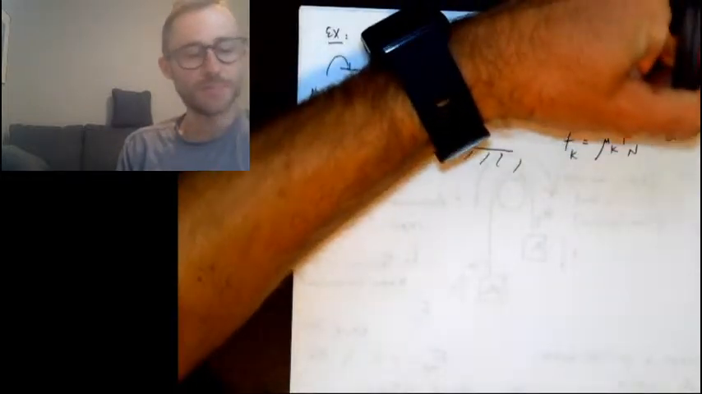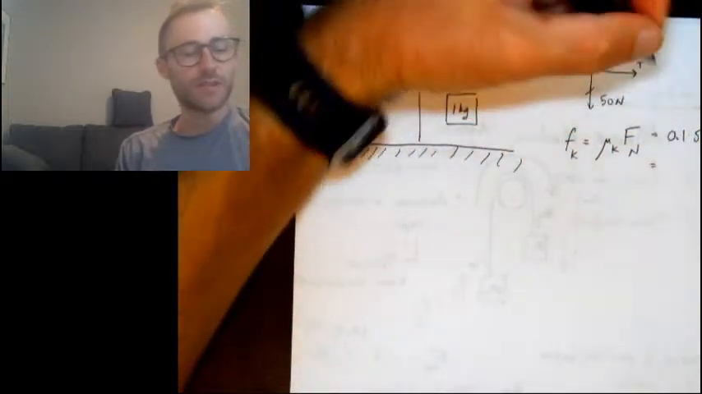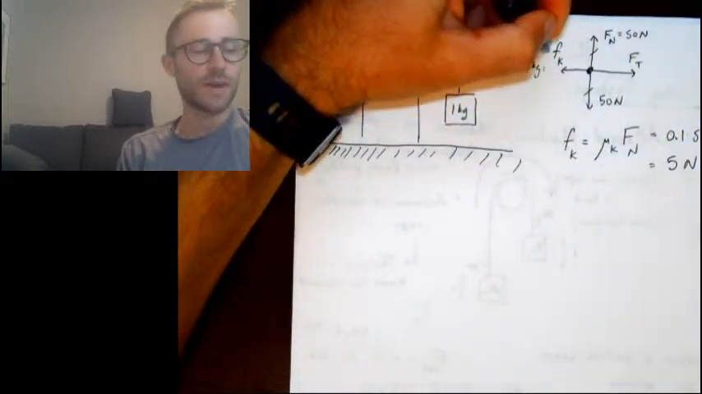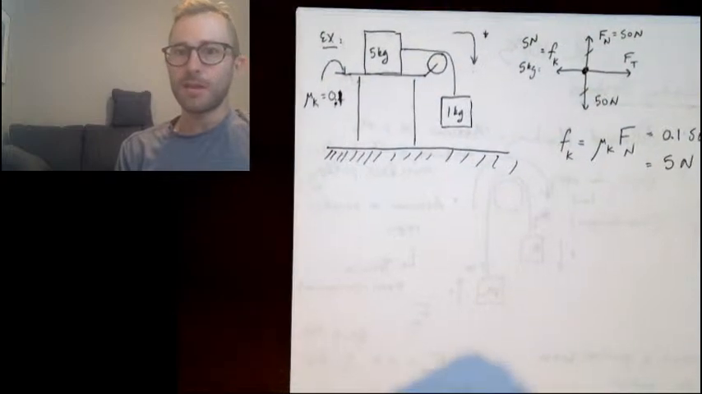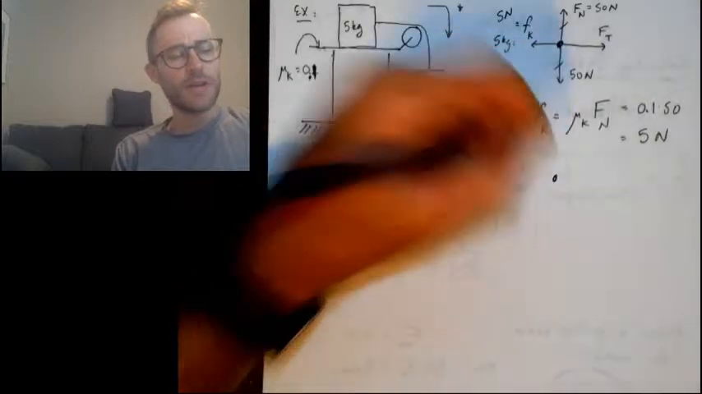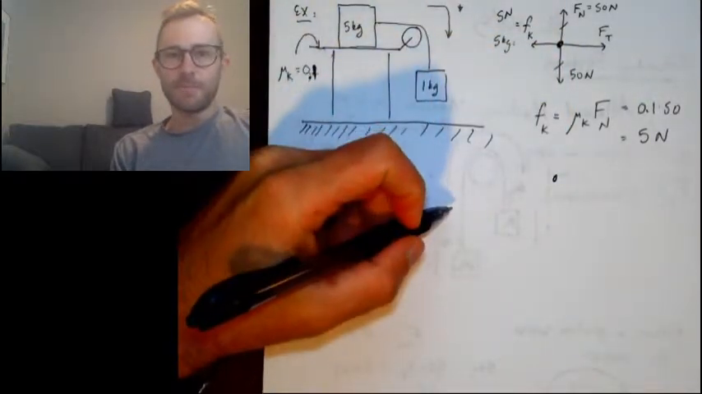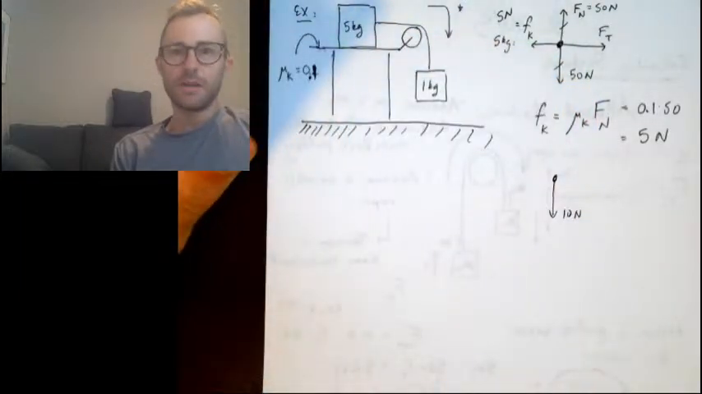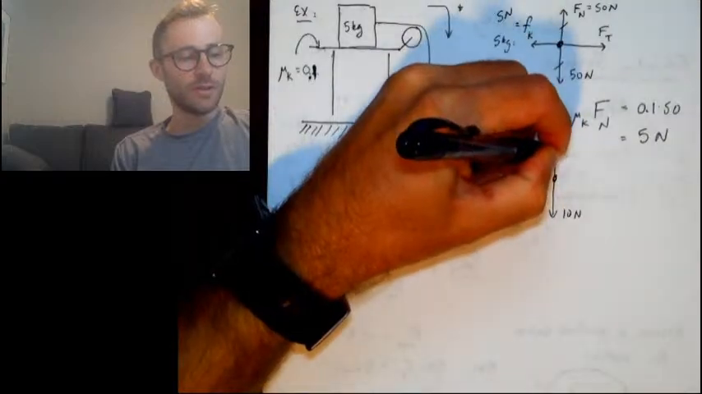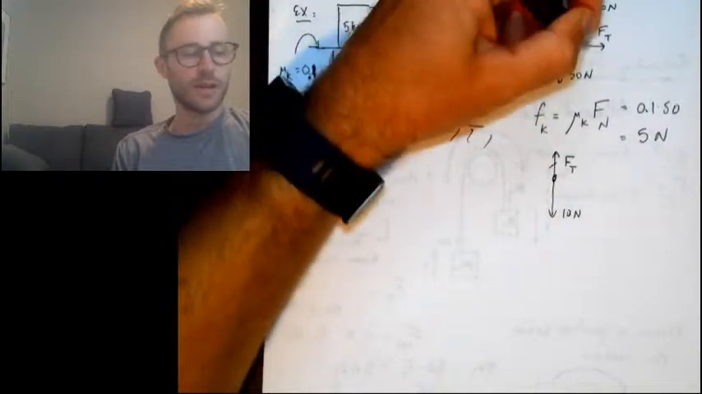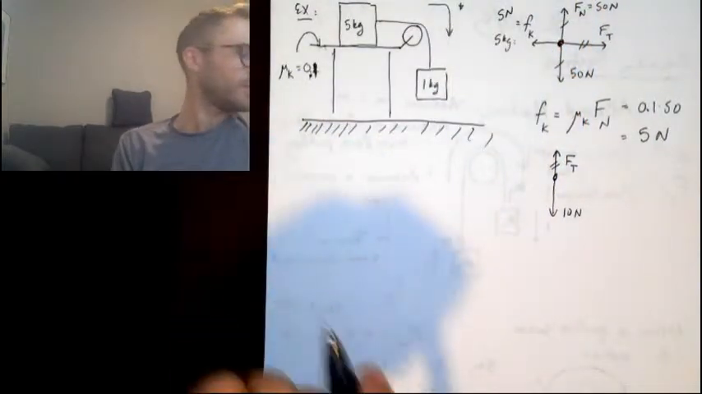So we have 0.1 times the normal force, which is 50. So that says that kinetic friction is 5 newtons. So this is 5 newtons. All right. Then, if we look at the 1 kilogram, it has a weight force of 10 newtons going down, and it has a tension holding it back. Remember, these two tensions have to be equal. So I'll put double slashes to indicate that they're equal.